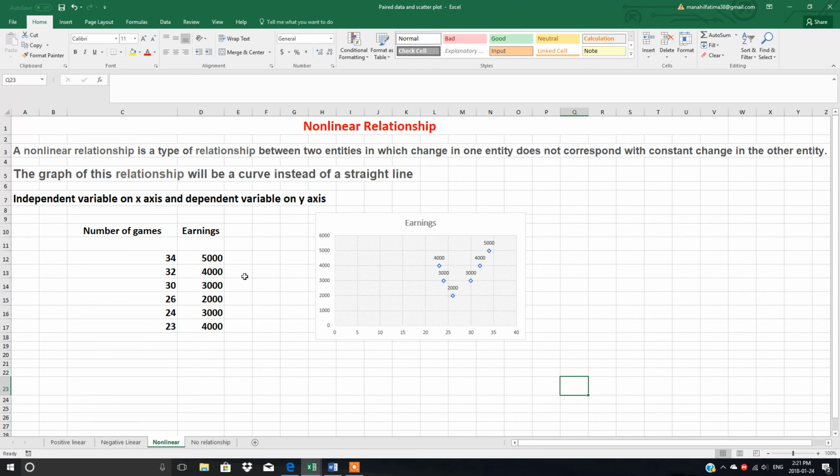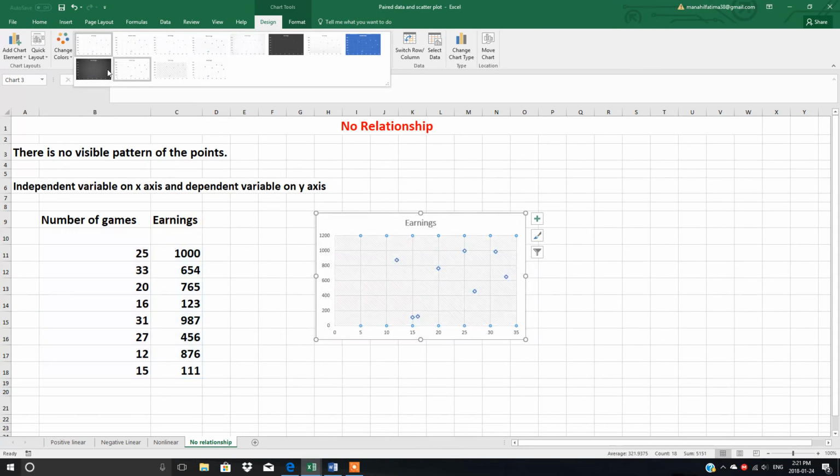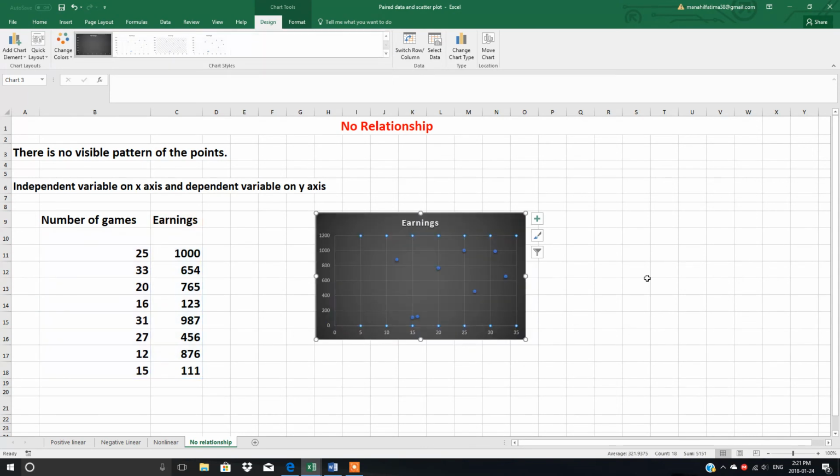Suppose you do not have the data, you have only the graph and you want to read the graph, so just join these points and then you can say it is a non-linear relationship. No relationship, right? Here, suppose you want to present your data like this. If someone asks you, okay, I do not have the data, what is the relationship? So join these points, then you can conclude there is no relationship.